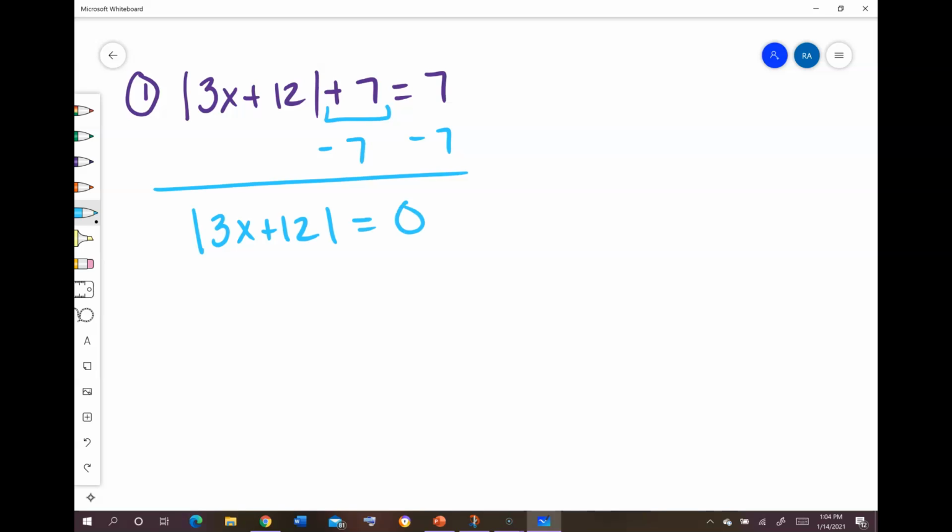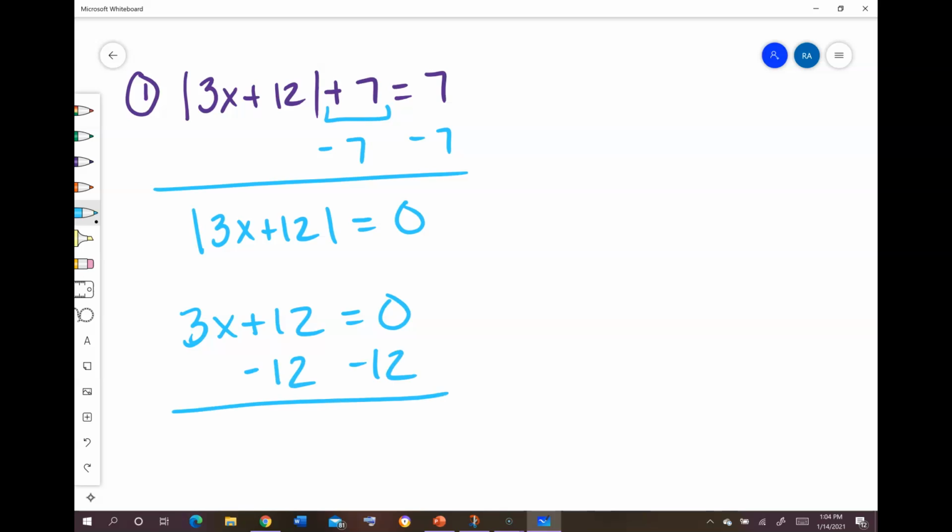Now, the next step is to set what is inside the absolute value equal to the positive and negative of the right-hand side. Well, 0 doesn't have a positive or negative, so this is going to be an example of where there's only going to be one solution, because 0 only has itself. There's no positive or negative version of 0. So you're just going to solve it like a linear equation now. Subtract the 12, divide by 3, and x is going to be negative 4.